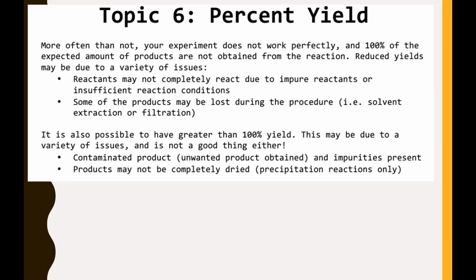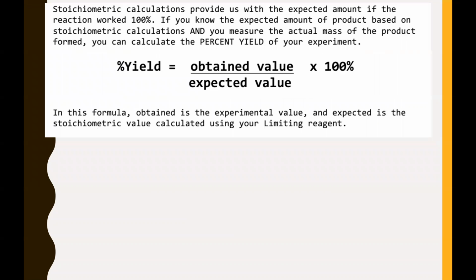You might have a contaminated product, so unwanted product obtained, and there were some impurities present, or the products may not be completely dried. So when you measure them, there might actually be some water or some other stuff in there. Anyway, stoichiometric calculations provide us with the expected amount if the reaction worked 100%. If you know the expected amount of product based on stoichiometric calculations, which is what we've been doing this whole unit, and you measure the actual mass of the product formed, you can calculate the percent yield of your experiment.